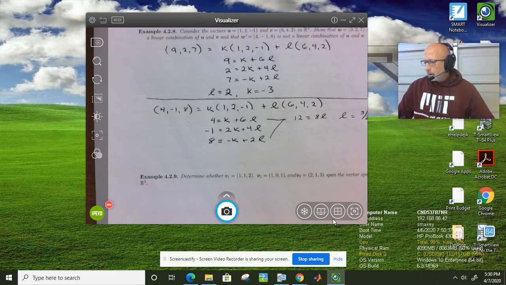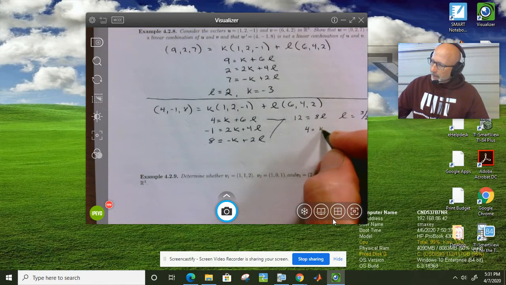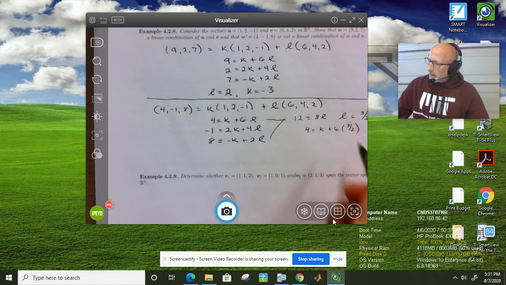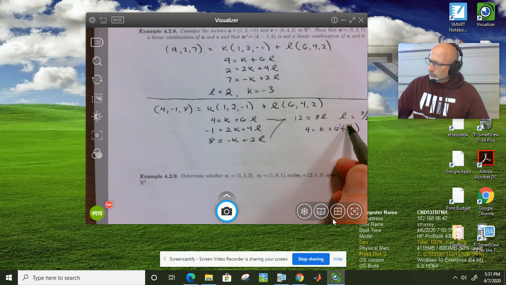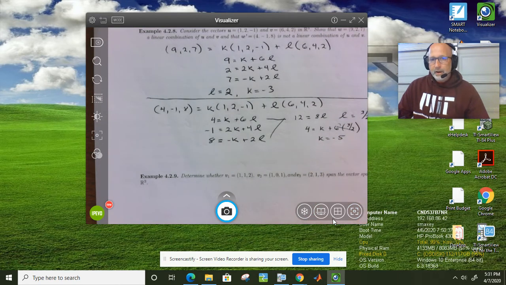Okay. Now go ahead and plug it back in to figure out what k is going to be. So maybe I'll plug in the top one. So I have 4 is equal to k plus 6 times L, which is 3 halves. So this cancels to 3. This is 9. Subtract it over. K turns out to be equal to -5.